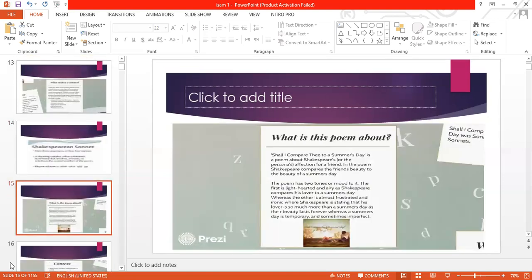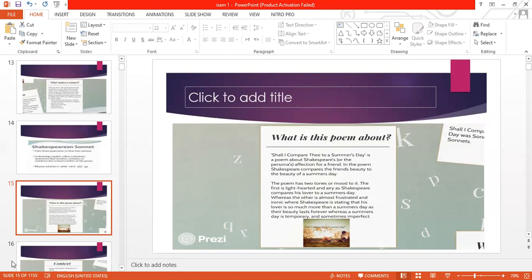What is this poem about? Shall I Compare Thee to a Summer's Day is a poem about Shakespeare's personal affection for a friend. In the poem, Shakespeare compares a friend's beauty to the beauty of a summer day. يقارن جمالها بجمال الصيف البريطاني.